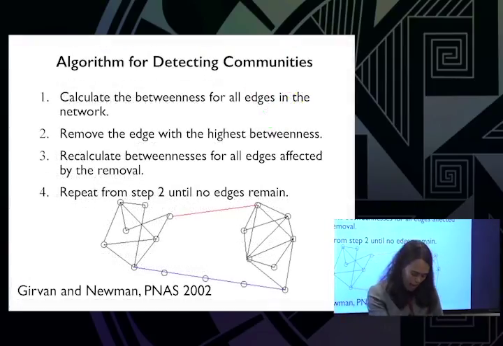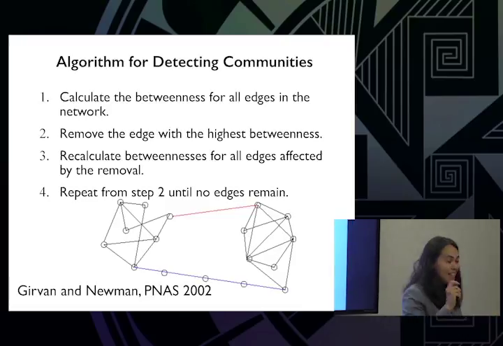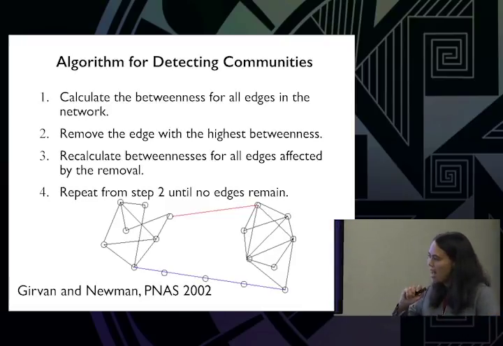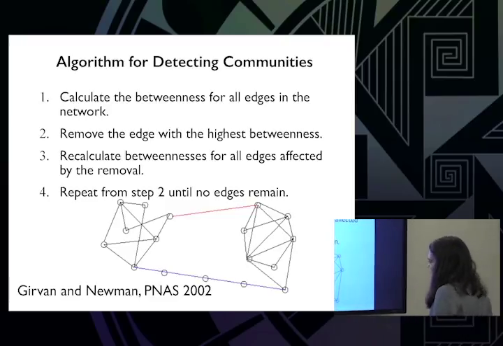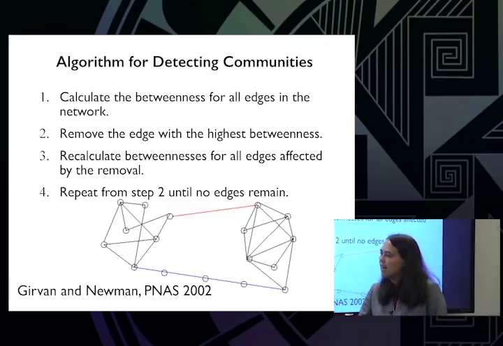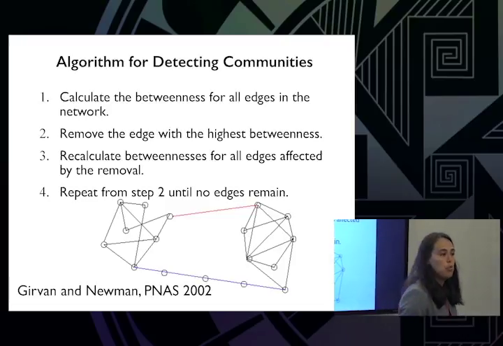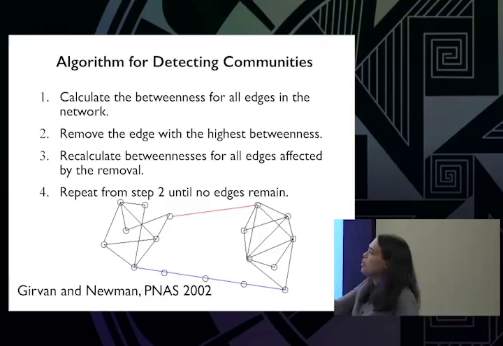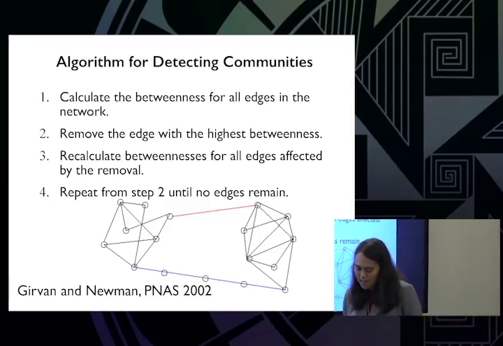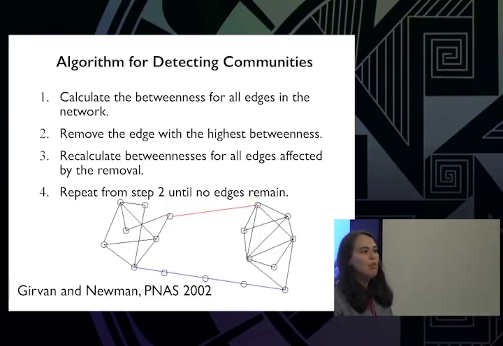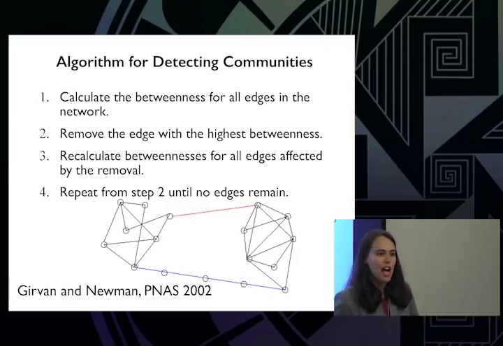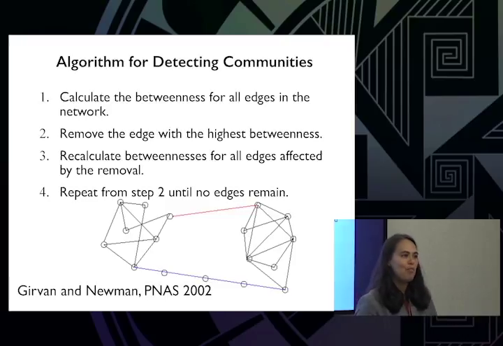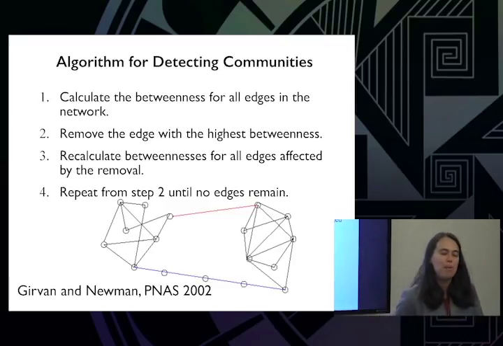So here's a simple algorithm that we came up with, and it's not the best algorithm. You can do a lot better nowadays, but it's an intuitive way to think about community structure, and we're really pleased that it kind of led to a lot of better algorithms for defining community structure. So what we can do is we can calculate the betweennesses for all edges in the network. And that's actually a little bit of a computationally intensive step because we have to consider the shortest path between all pairs of nodes.